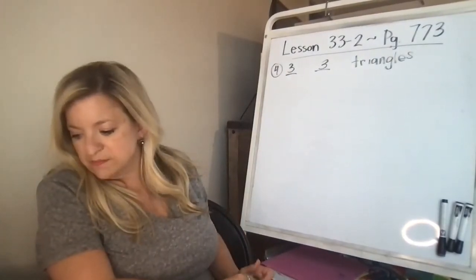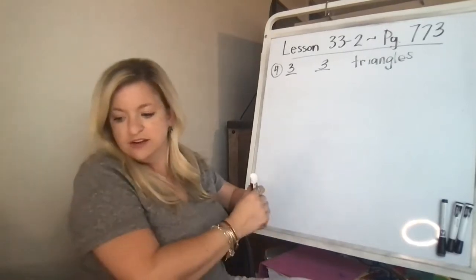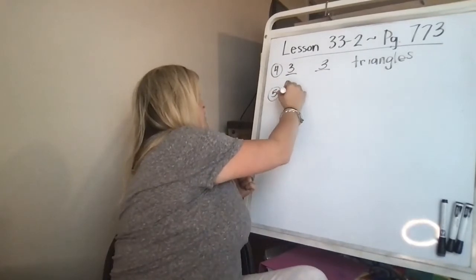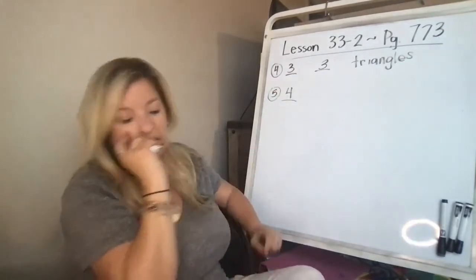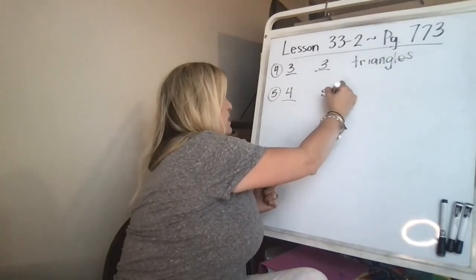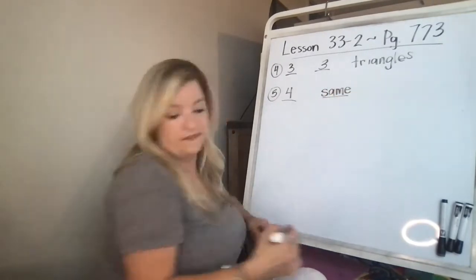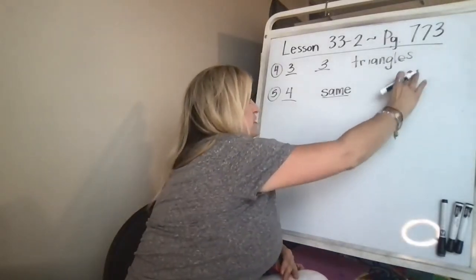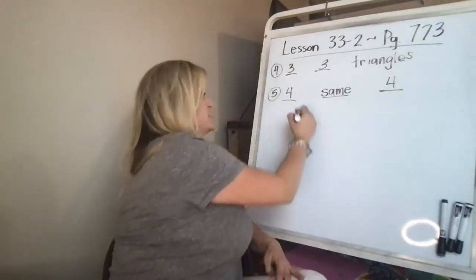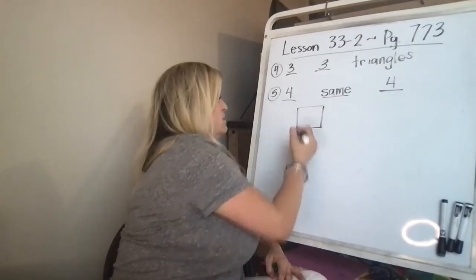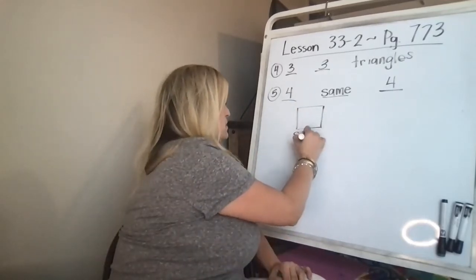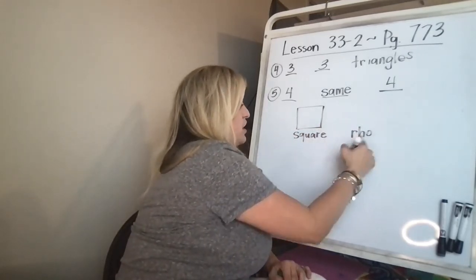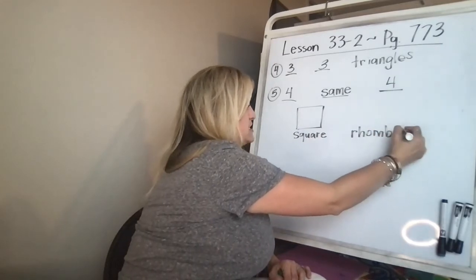Number 5, Sammy says these shapes are the same in some way. How are they the same? They all have 4 sides that are the same length. And they all have, oops, supposed to go on the line, 4 corners. This is a square. This is a square. Okay. This is a, this H is silent, rhombus.